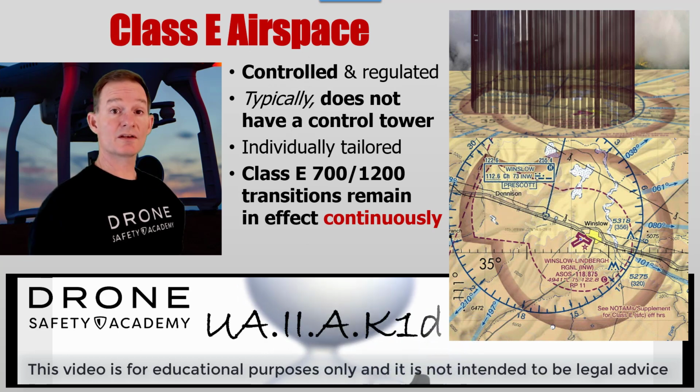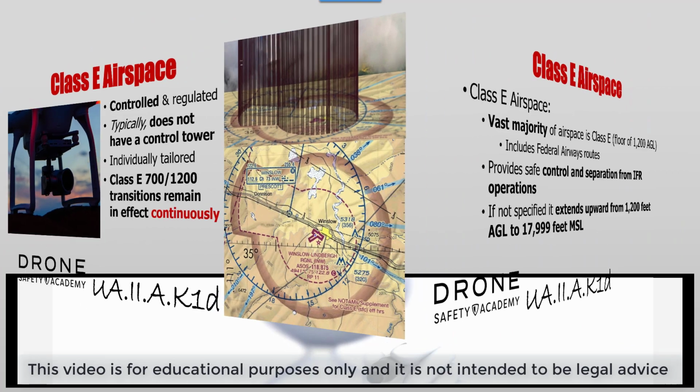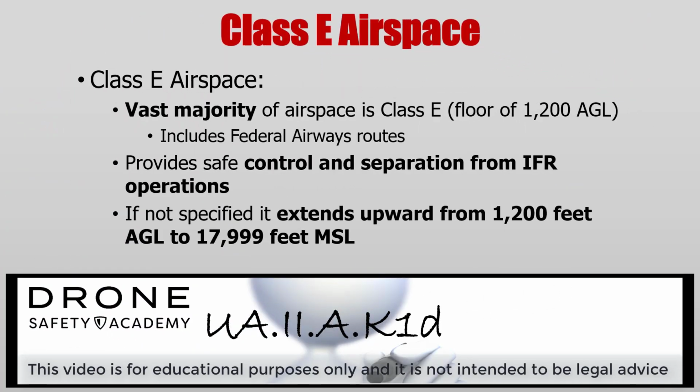Class E airspace is controlled and regulated and typically does not have a control tower. Airspace is individually tailored and established Class E airspace remains in effect continuously. The vast majority of airspace is Class E, that is a floor of 1200 feet AGL on up to 17,999 feet MSL, and it includes federal airway routes. Class E airspace also provides safe control and separation from IFR operations.